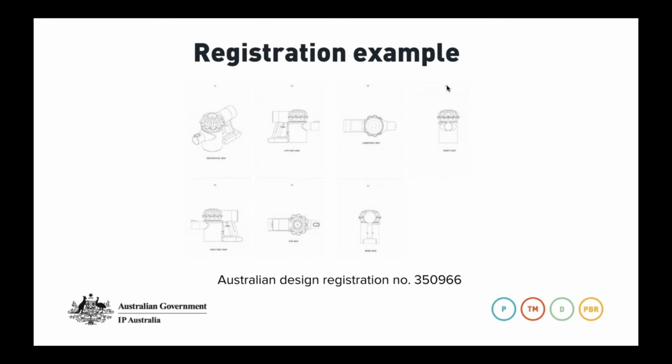We don't care about the size. We don't care about what this particular part is made of. We don't want any extra material when you file your design application on these representations. We want it as clear as possible so we can see the actual product that you want protection for.